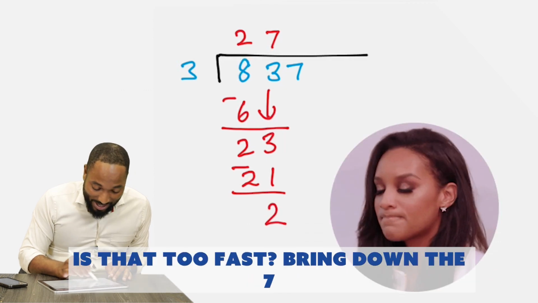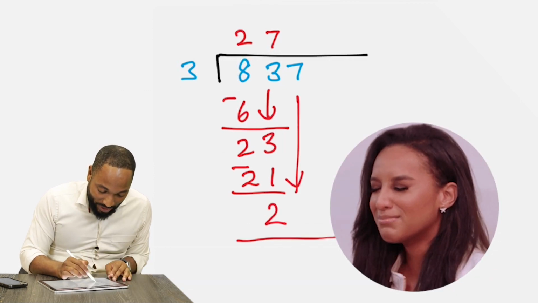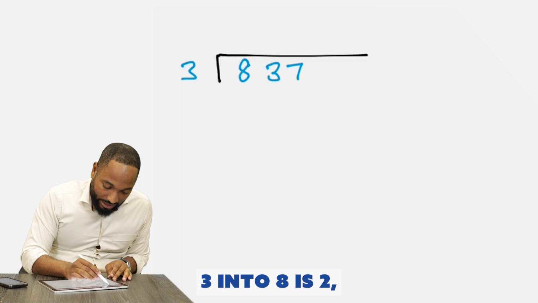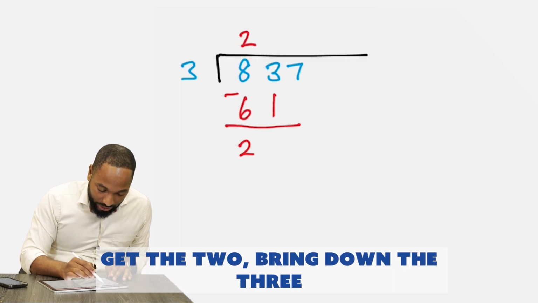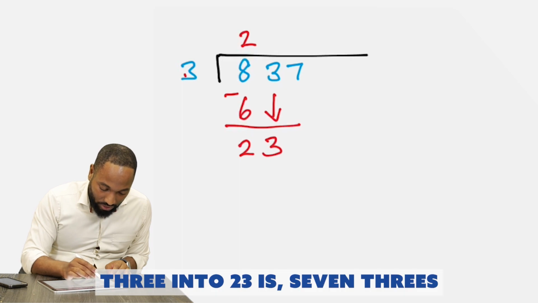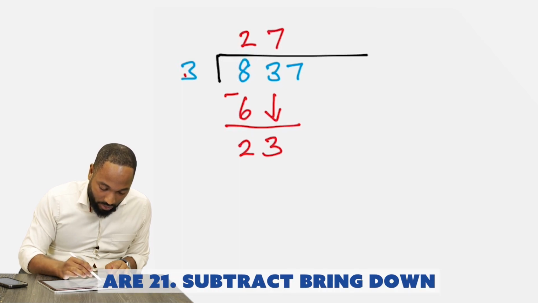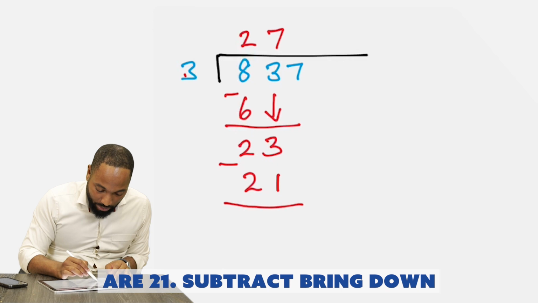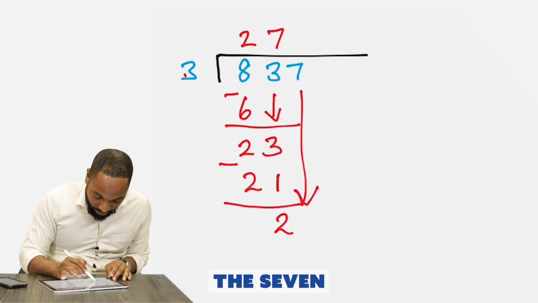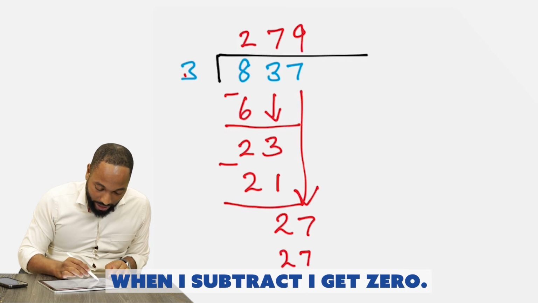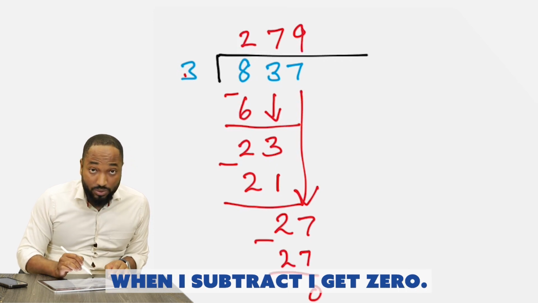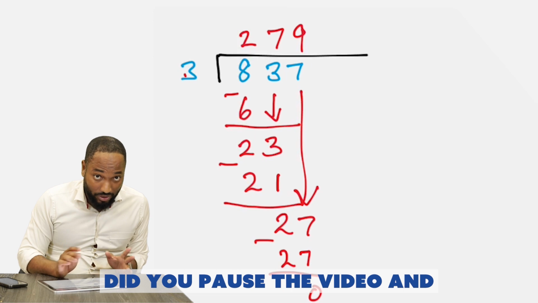Is that too fast to bring down the 7? 3 into 23 is 7, 7 threes are 21, subtract, bring down the 7. 3 can go into 27, 9 times, 9 threes are 27, when I subtract, I get 0. Is that what you got? Did you pause the video and try it for yourself?